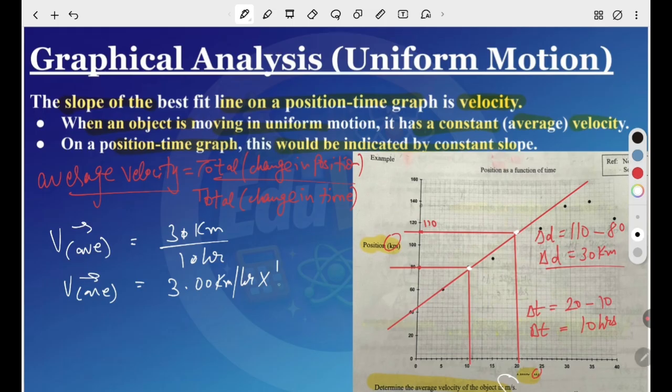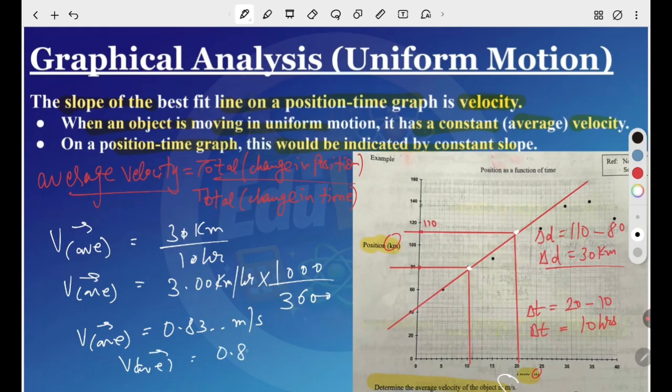So we have to do 1000 divided by 3600, and we get 0.83333 meter per second, which is approximately 0.83. So this is our average velocity for this graph, which is 0.83 meter per second. So these are the questions you also get for the position time graph to calculate the velocity.